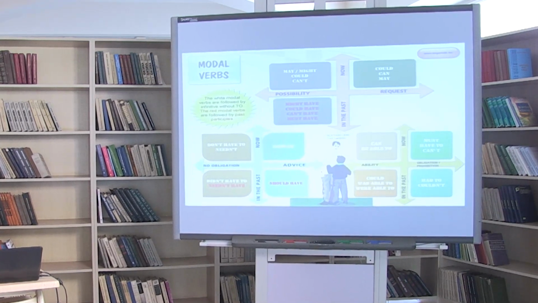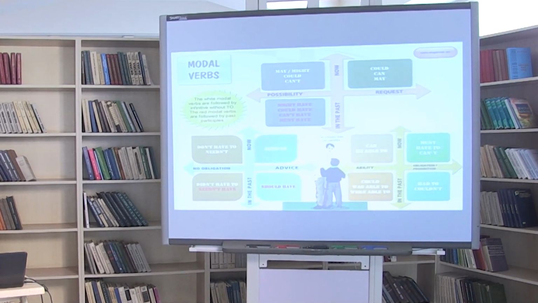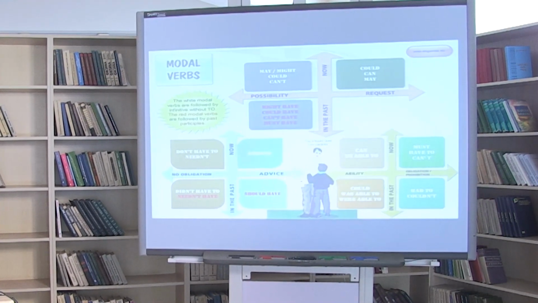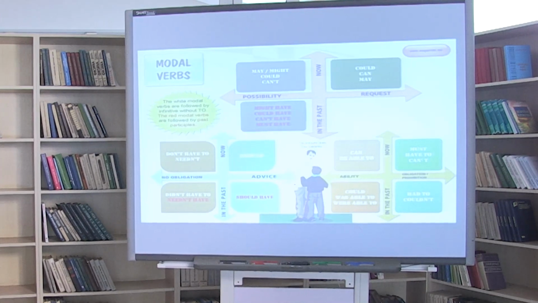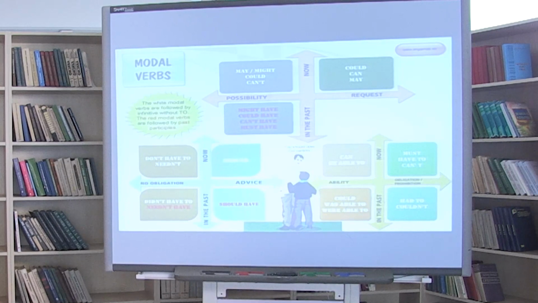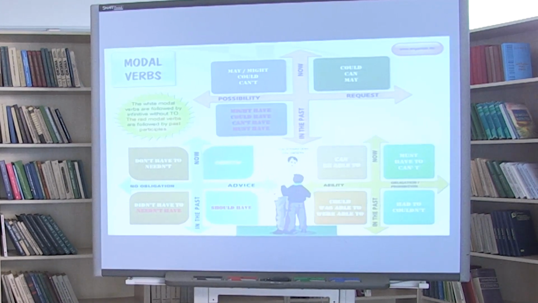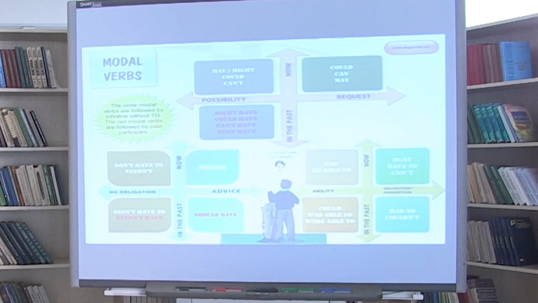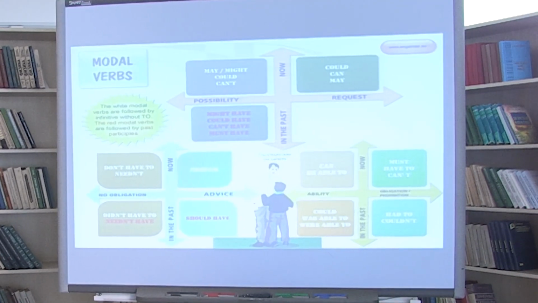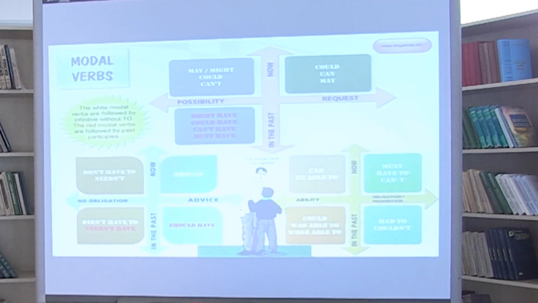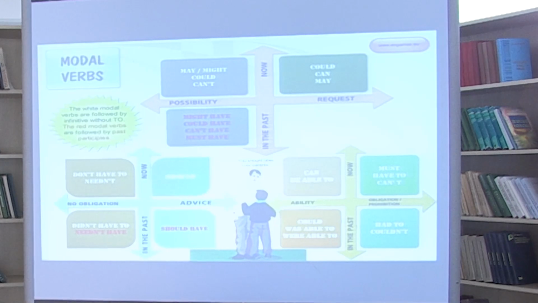And there is one more difference between can and its synonym to be able to. Can is used for all persons. It doesn't change, but to be able to can change in all persons and in all tenses. For example, in simple present tense, we can express it this way: I am able to play chess, you are able to play chess, and he is able to play chess.